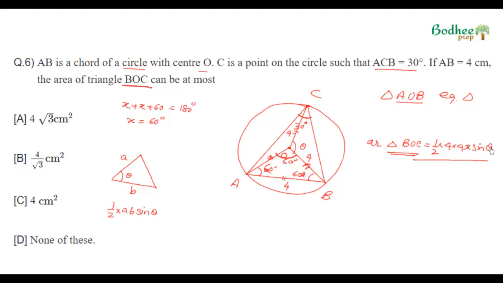The maximum value of this will depend upon the maximum value of sine theta. And we know, this is very elementary trigonometry, that the maximum value of sine theta is 1 when theta is equal to 90 degrees. So clearly we can say that the max area of this triangle BOC will be equal to half into 4 into 4, where sine theta is equal to 1. So the answer would be A. So option D becomes the right answer.